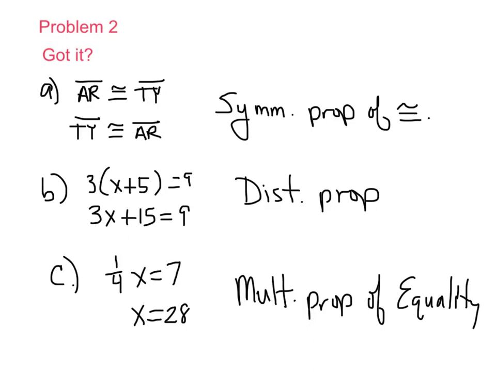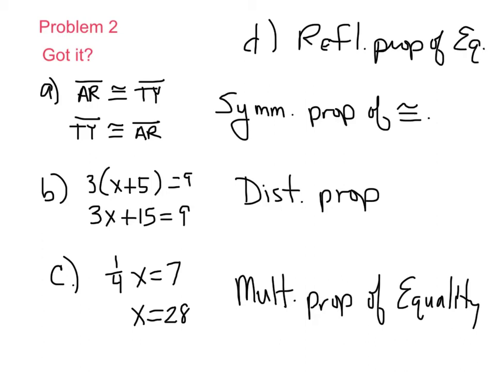D says, what property justifies the statement the measure of angle R equals the measure of angle R? Now you've got to be careful here because we have 2 reflexive properties. Reflexive properties obviously state 2 things are equal. But reflexive property of equality is when the measures are equal. Reflexive property of congruence is when 2 things are congruent. So D would be, I'm going to put it at the top here, the reflexive property of equality.